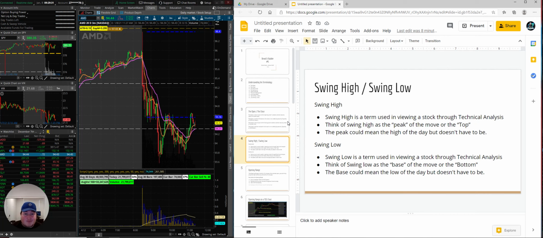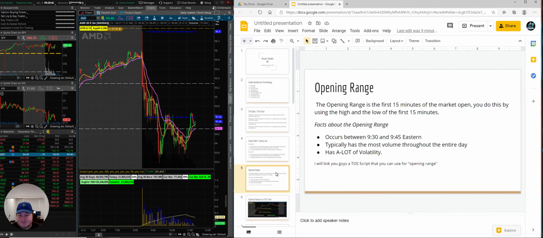If you're intraday, you'll probably use the 5 or 15 minute. I use the opening range, so the first 15 minutes is what I base it off of. So yeah, let's continue. So the opening range, this is the key to my trading style.